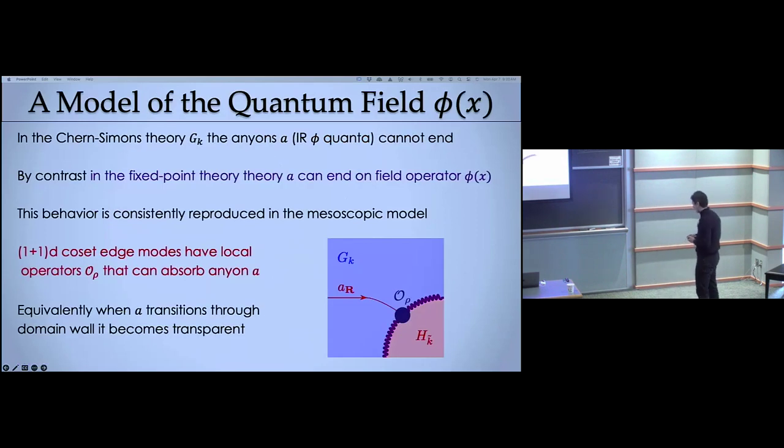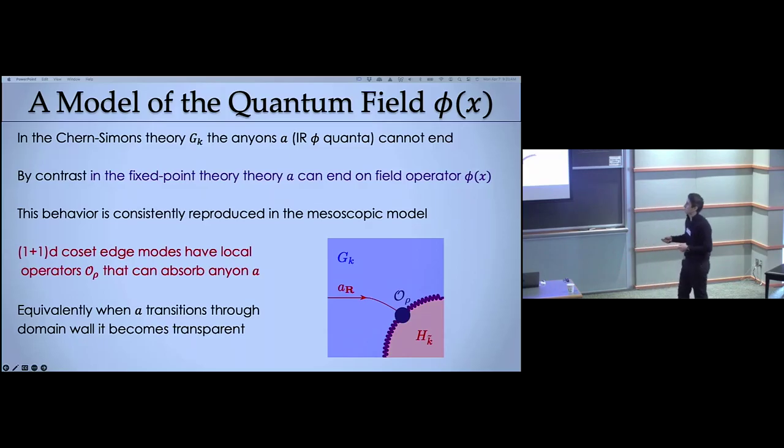I kept saying the words missing degrees of freedom. I'd like to try to sharpen that a little bit. I'd like to tell you why this model should be thought of as able to reproduce the quantum field phi. In the Chern-Simons theory, one interesting point is that the anyons A, which are these IR phi quanta, cannot end. There are some topological lines that don't break. By contrast, in the fixed point theory, A should be able to end on this field operator phi of x. And this behavior is reproduced in the mesoscopic model.